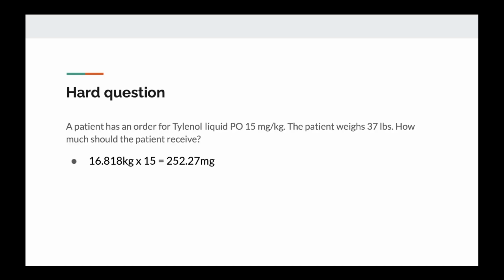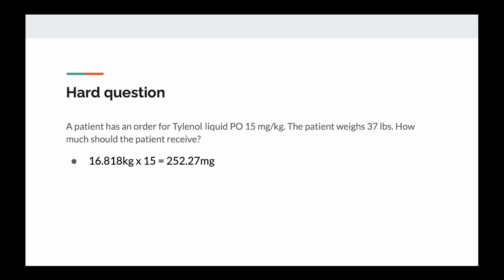So we now take our 16.8 kilograms that we just calculated and multiply it by the one number we have left, 15. Why? Because it's 15 milligrams per kilogram. The patient weighs 16.8 kilograms, and they get 15 milligrams for every kilogram. And that comes out to 252.27 milligrams. And that's your answer. That's how much they receive.